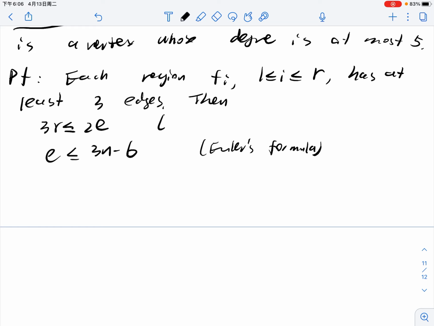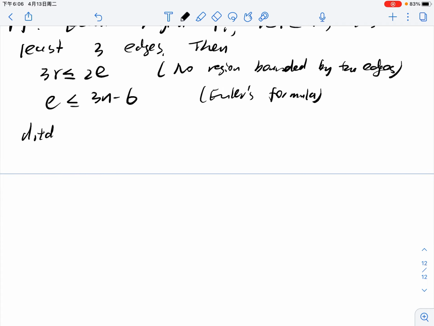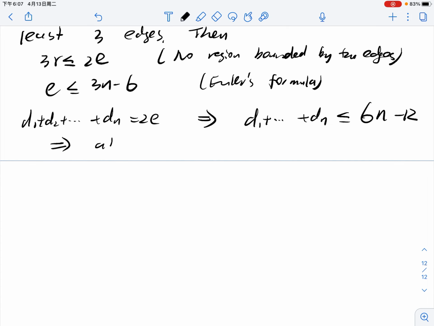This is because no region is bounded by 2 edges. And on the other hand, we have D1 plus D2 plus all the way to Dn is 2E. So we have D1 plus D2 plus all the way to Dn less than or equal to 6n minus 12. Okay, then at least one di is less than or equal to 5. So we are done.